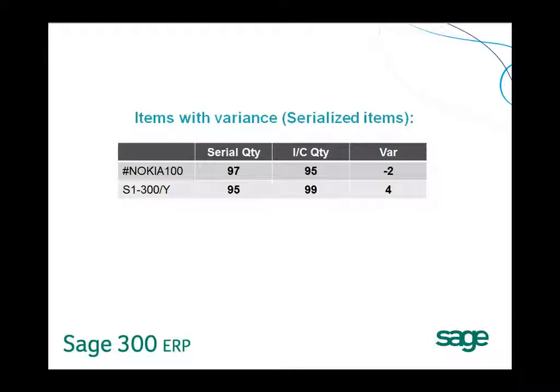If we look at the other item, which is S1300Y, here you will see there are only 95 serial numbers reported, while the actual quantity on hand is 99. This also results in a variance of 4.